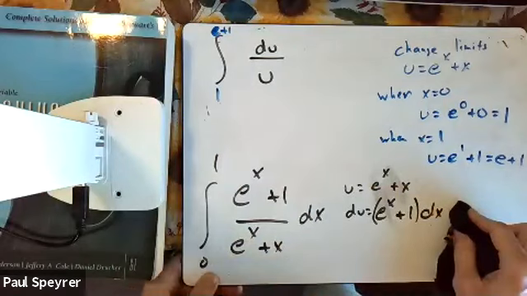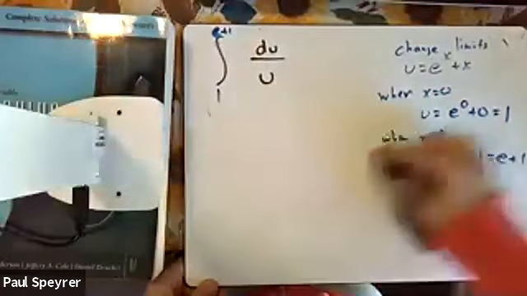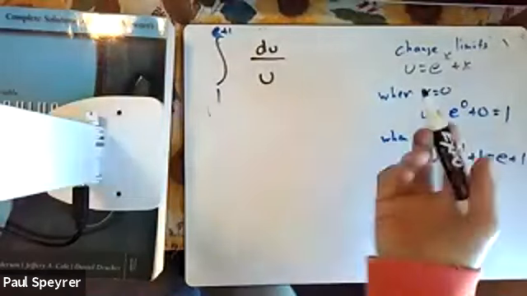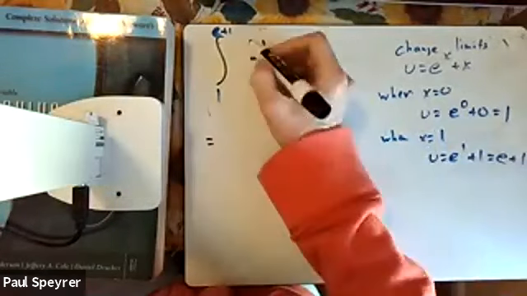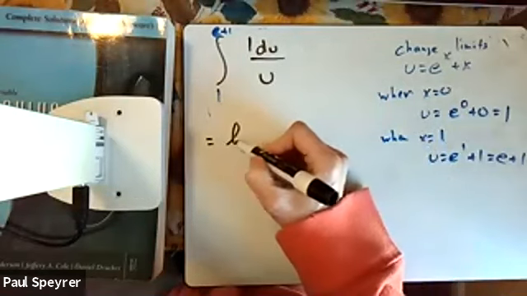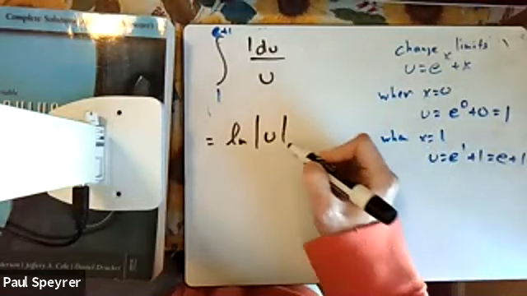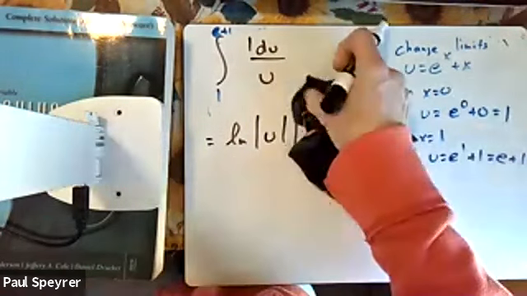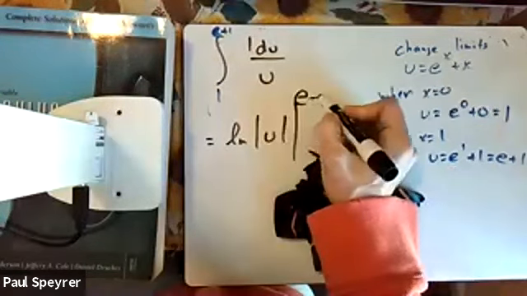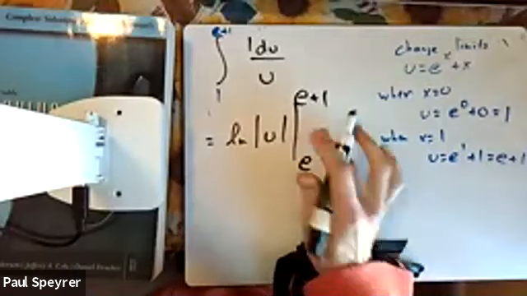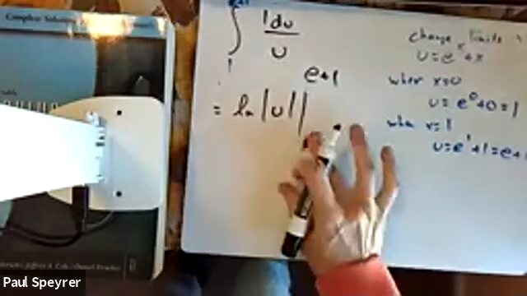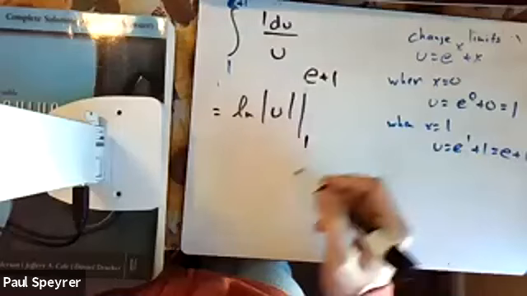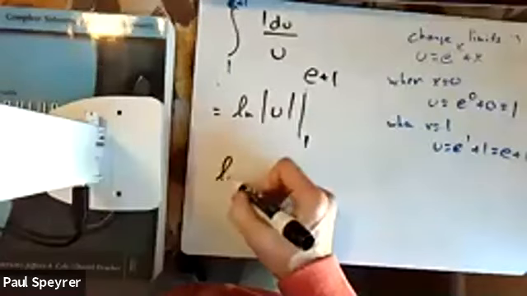So now what do we do? Well, let's just plug in all these values. First we need to take the antiderivative. What is the antiderivative of 1 over u? Remember, that's a special case. It's the natural log of the absolute value of u, and we're evaluating it from e plus 1 to 1, sorry, not e1. So we have the natural log of the absolute value of e plus 1 minus the natural log of 1.